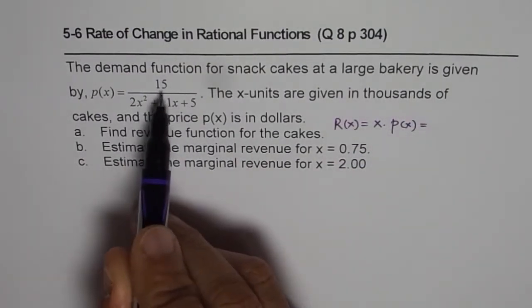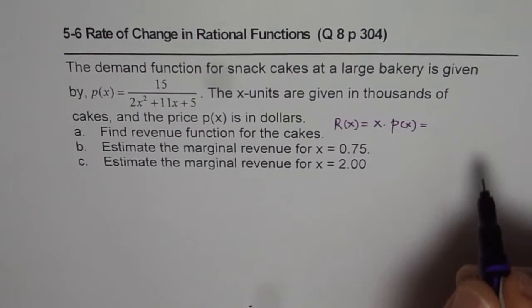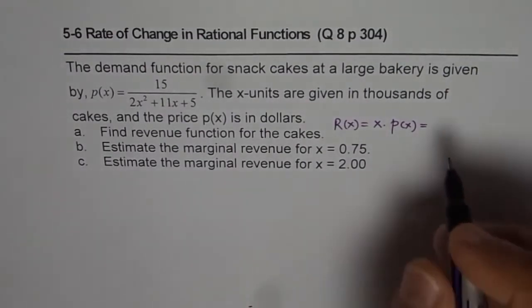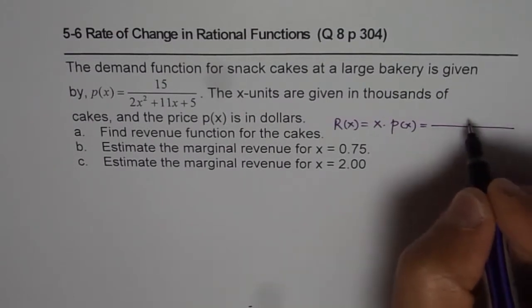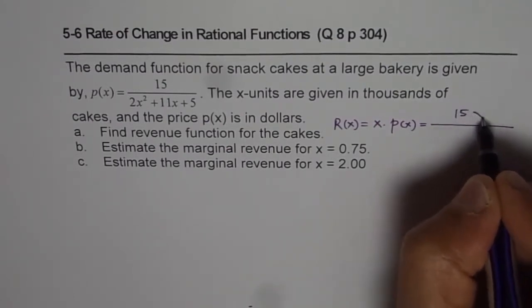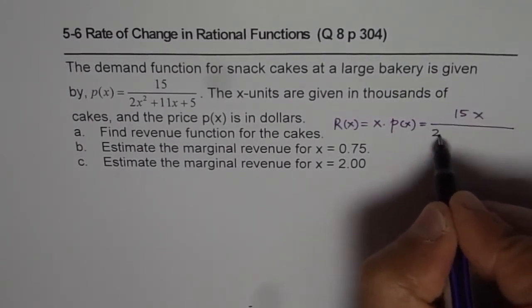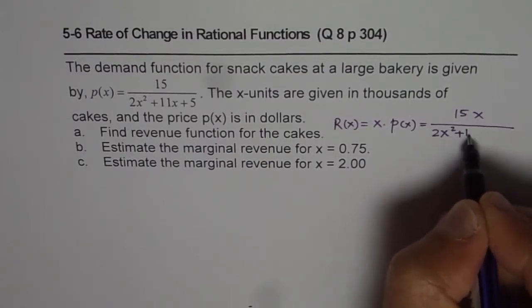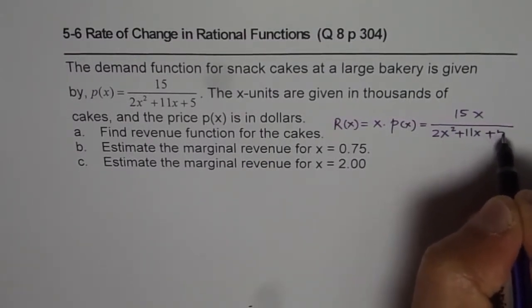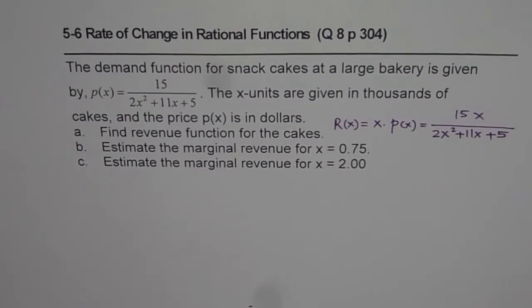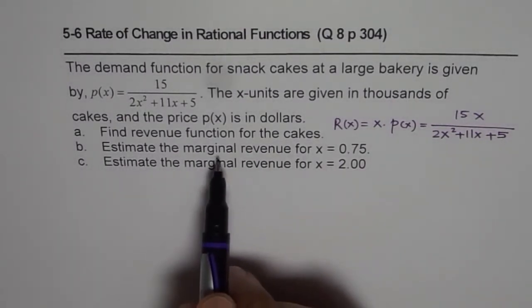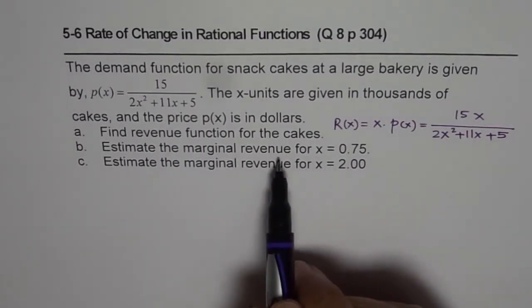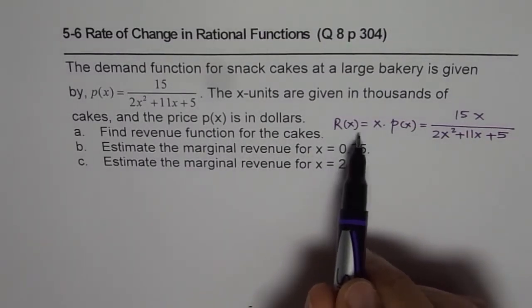Now p of x is given to us as 15 divided by 2x squared plus 11x plus 5. So x times that will give us the revenue function. So we can write this revenue function as 15x divided by 2x squared plus 11x plus 5. Okay, so that's the revenue function. Now part B is to estimate the marginal revenue. Marginal revenue is the rate of change of revenue.